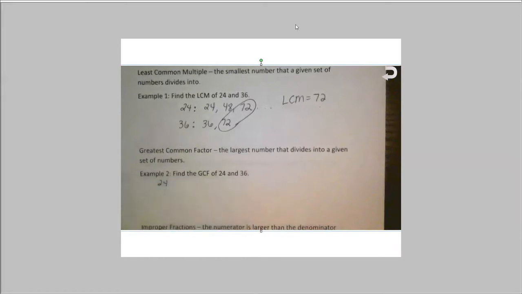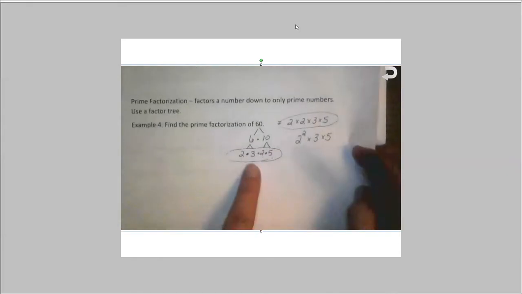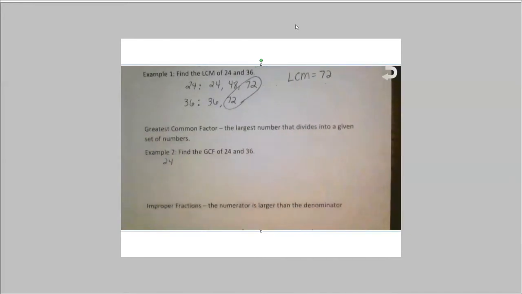like I did in example 3 here, where I list all of the factors. Another way to do that is to find the prime factorization of that number. I'll work both methods so you can decide which way you prefer.